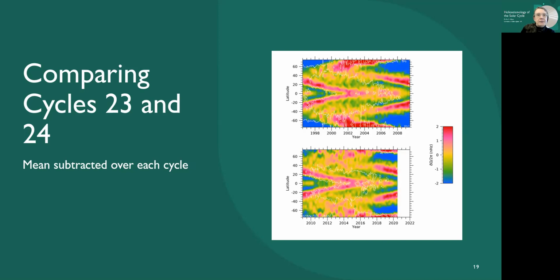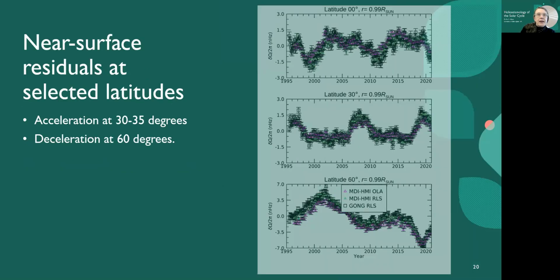And finally, we can plot the residual rotation rate at different latitudes near the surface. And in the bottom plot, you can see that the rotation at 60 degrees peaks quite sharply in cycle 23. In cycle 24, it didn't vary very much at all. And then at the end of cycle 24, it dipped very sharply, but it's now recovering. And, you know, one can't help wondering whether this means that cycle 25 is not going to look quite as similar to cycle 24 as the predictions suggest.